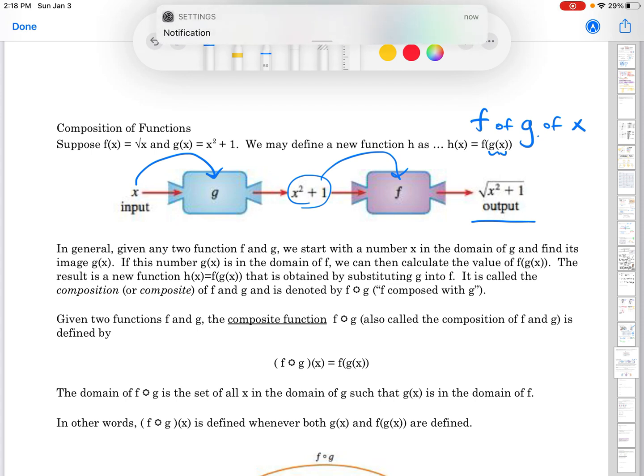The result is a new function, f of g of x, and that's obtained by substituting g into f. It's going to make a little bit more sense as we go through some examples, but we call this composition of functions, or just composite functions. What we're doing is putting g into f. We're putting a function into a function.